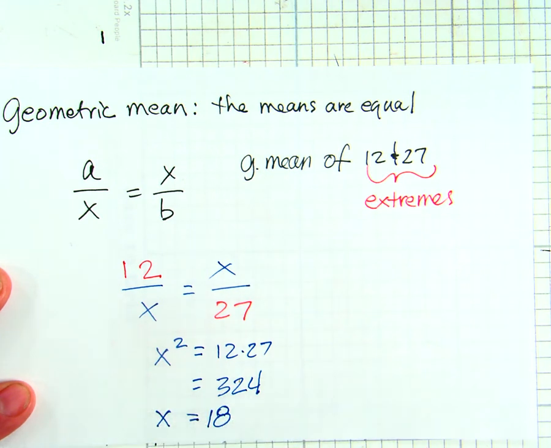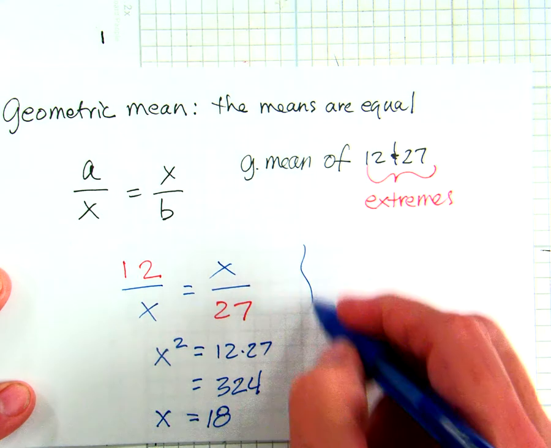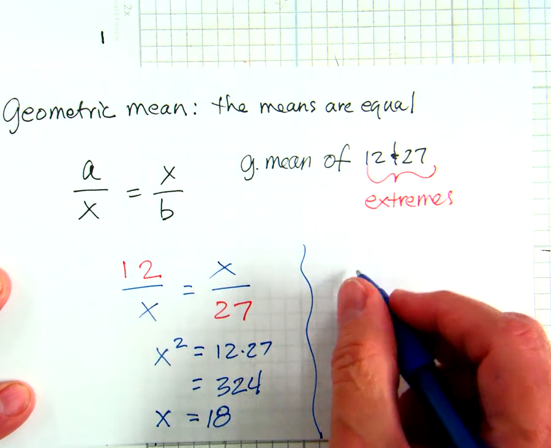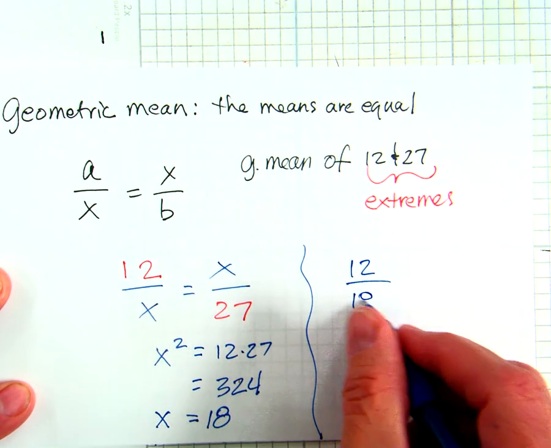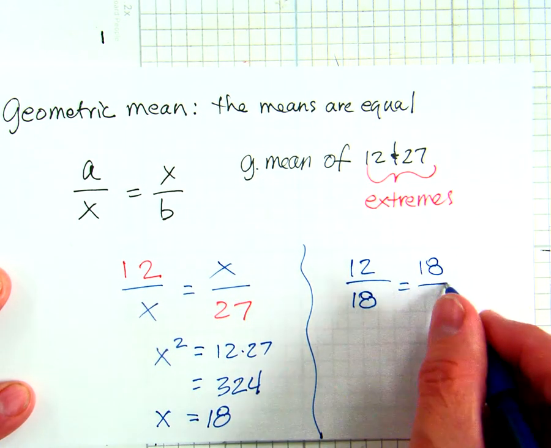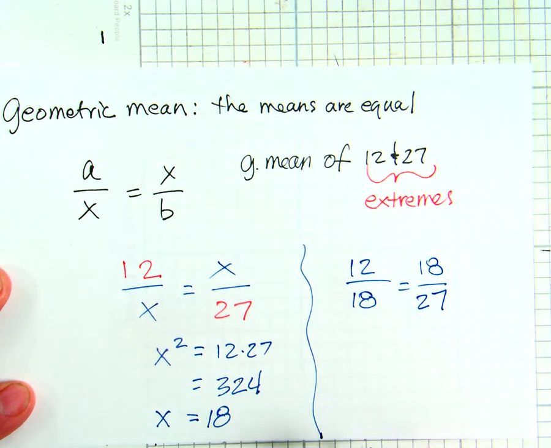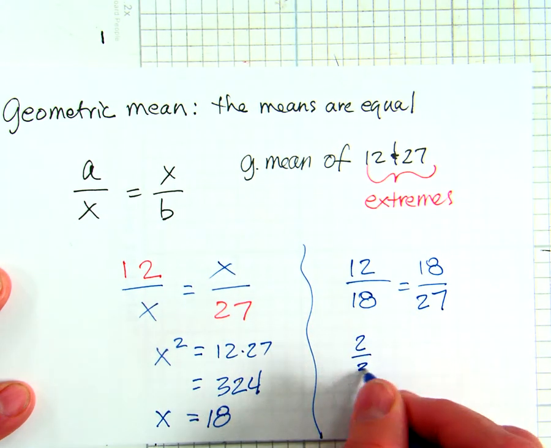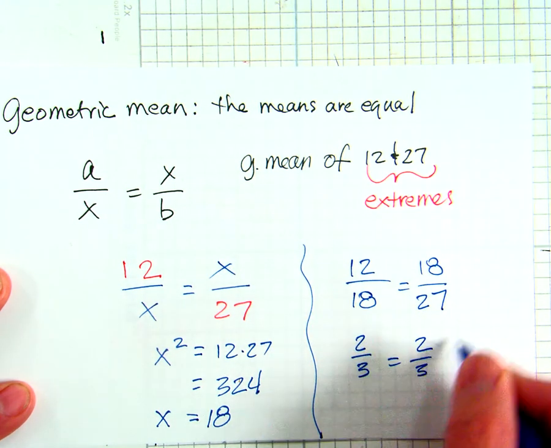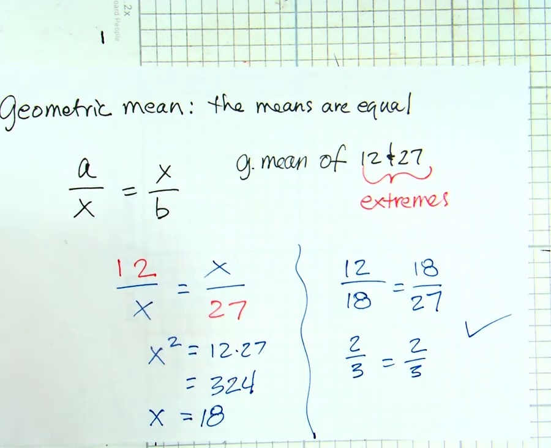Well, I wonder if that works. So I'll put it back in and see. If I have 12 is to 18, as 18 is to 27. Yeah, that reduces to 2/3. That reduces to 2/3. Yes, that is a valid geometric mean. So if you would practice and do these.